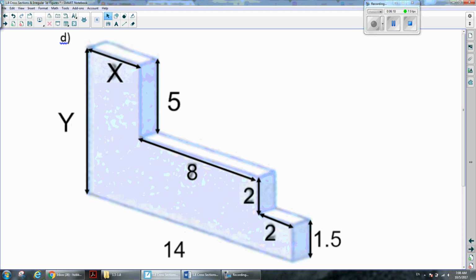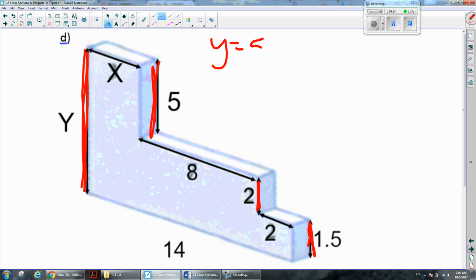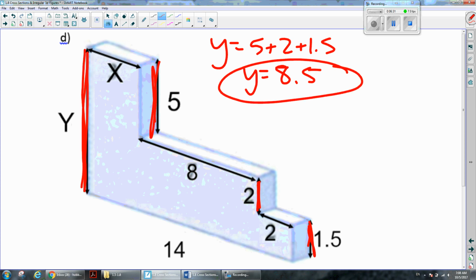Alright, here's kind of more arrows to show you the directions that they are. If we look at y, it's this whole length. It's made up of the 5, and the 2, and the 1.5. If we look at x, it's horizontal here, so is the 8, so is the 2. Together that makes up the whole 14.